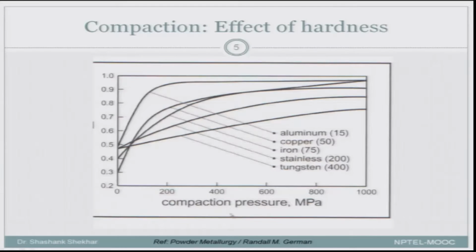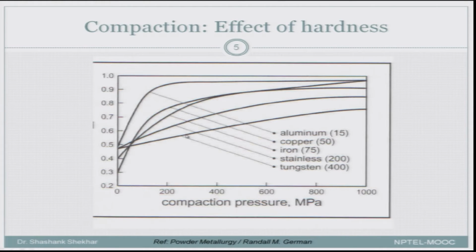And this is the plot that I was talking about. Here you see aluminum, which we know is one of the soft materials. Copper is also relatively soft. Iron is hard, so you can see that the plot does not change much. And tungsten, which is one of the hardest materials, behaves very much like a ceramic.